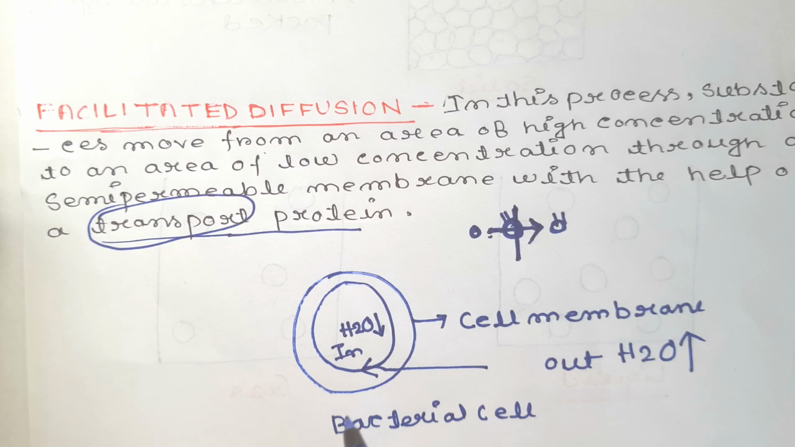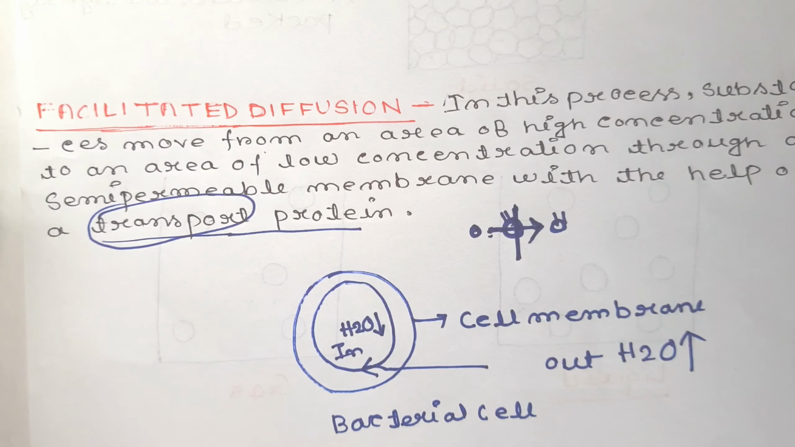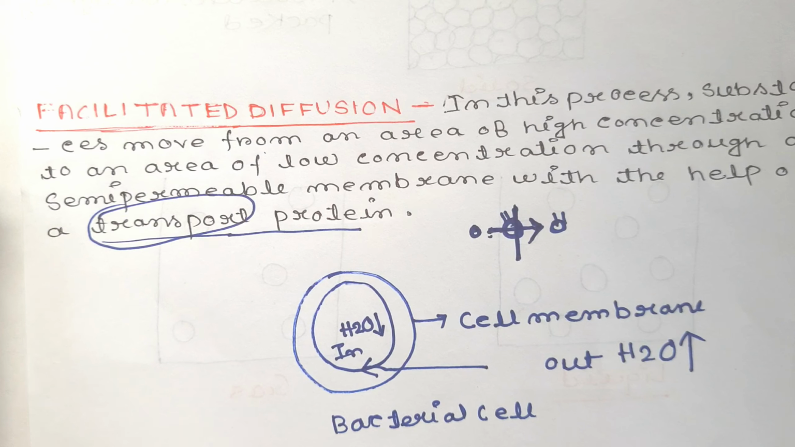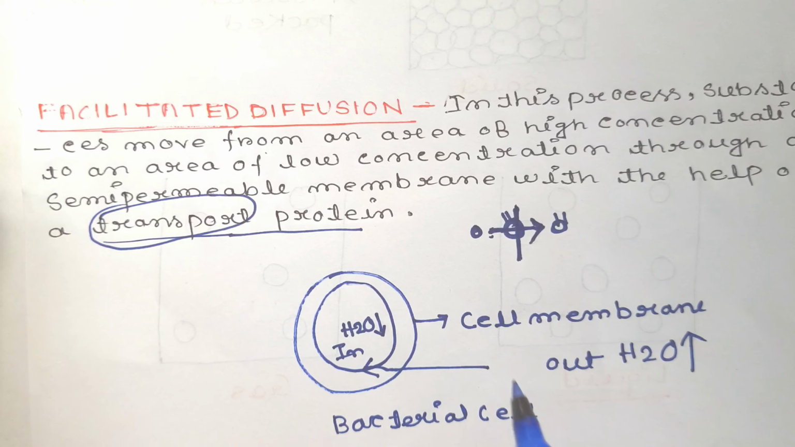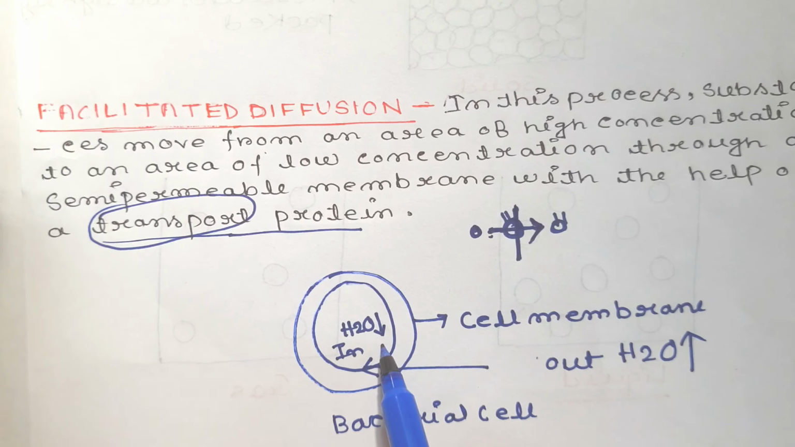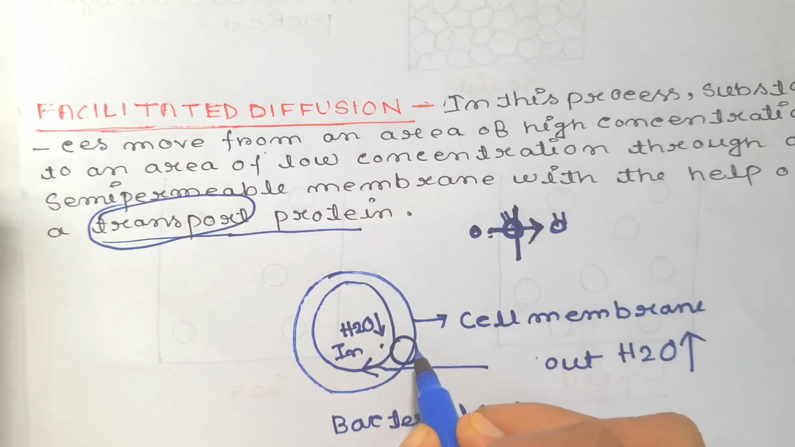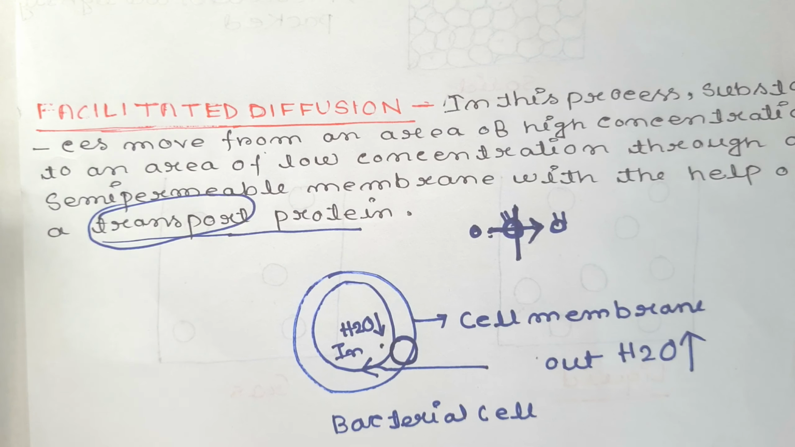But here a twist happens. What is this? Here water needs a helper molecule, that means a helping hand, which helps water to move from outside to inside. So a transport protein, okay, a transport protein. The name of the protein that is generally present in the cell membrane is aquaporin.